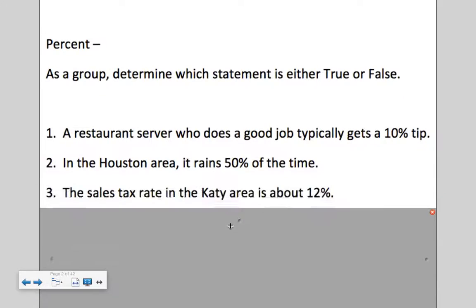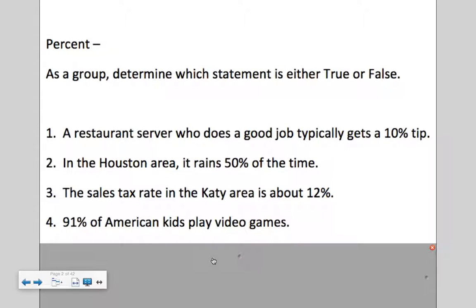Or false. The sales tax in the Katy area is about 12%. 12%. Let's think about it. If I go to McDonald's and get the dollar menu, or go to the dollar store, will I pay 12 cents in tax? Like, buy something for $1, and will they charge me $1.12? No, they always charge me $1.08. Because I know when I buy two things, they always charge me like $2.17. So I think that's false.